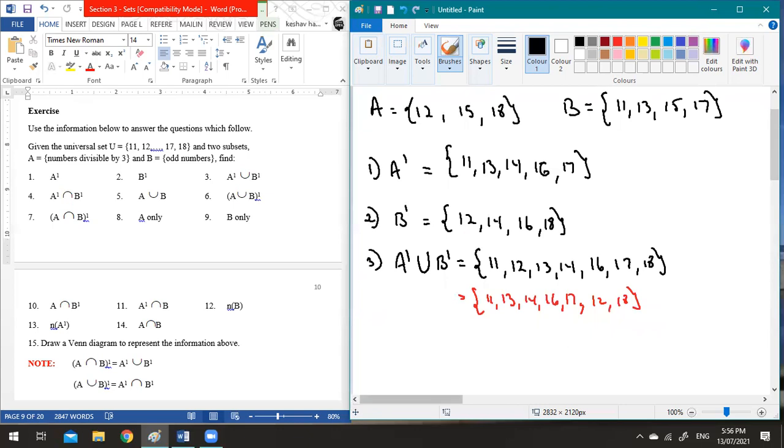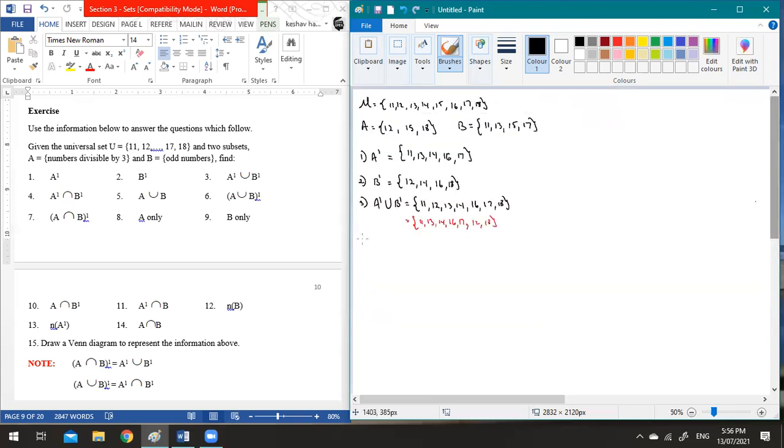Let me zoom out a little bit so we'll see the top questions. So number 4, we want A prime intersect B prime. And what are the common elements between A prime and B prime? The common elements would be 14 and 16. So the common elements in A prime and B prime are 14 and 16.